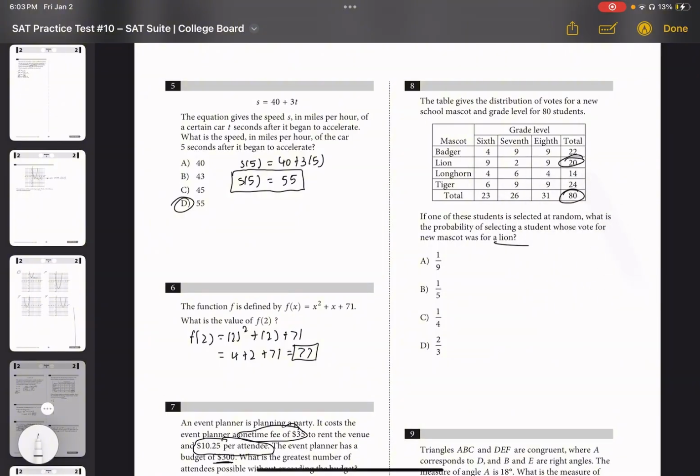at the total votes for lions, and that's 20. So your probability is going to be 20 out of 80, which is equal to 2 over 8, which is equal to 1 over 4, and that will be your probability for the new mascot being a lion.